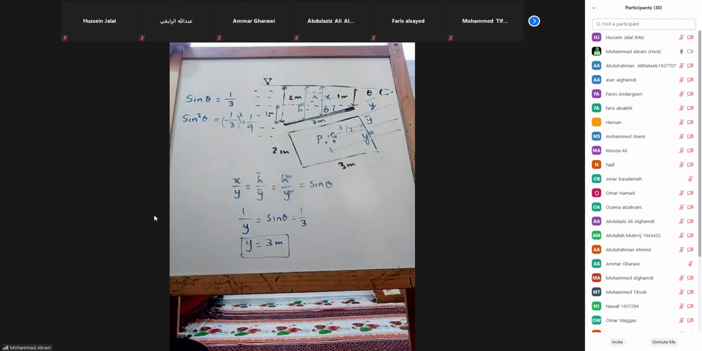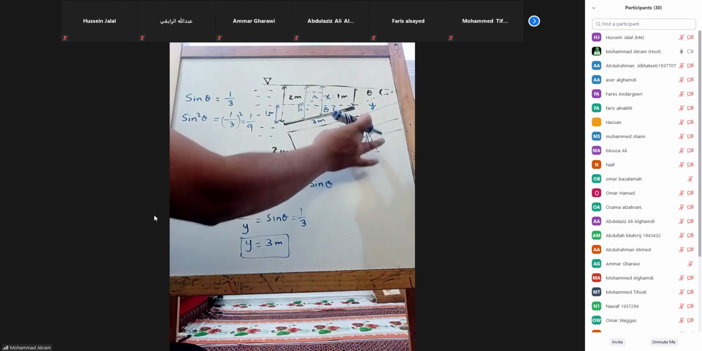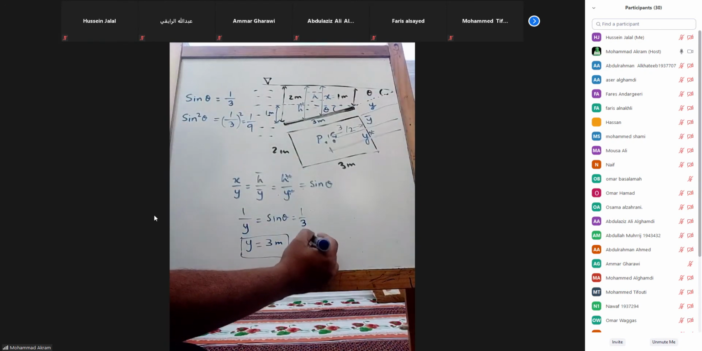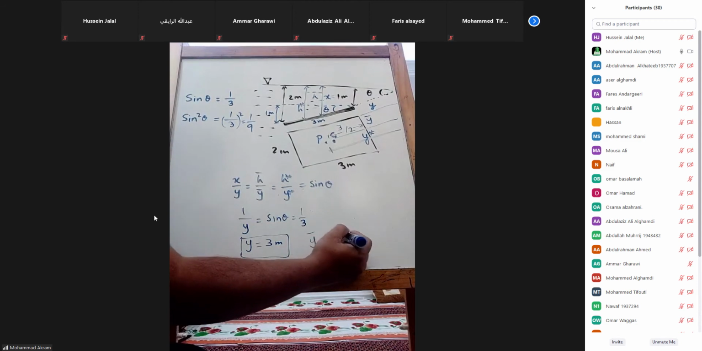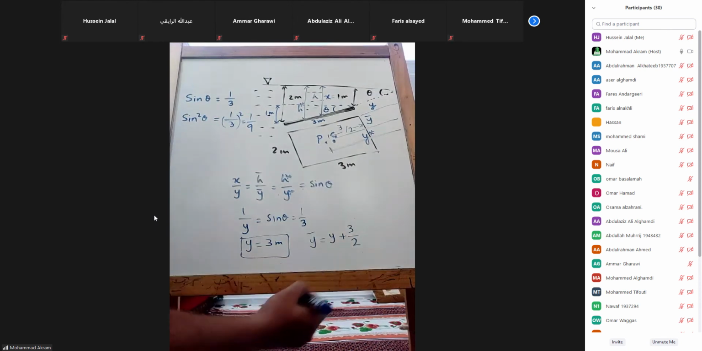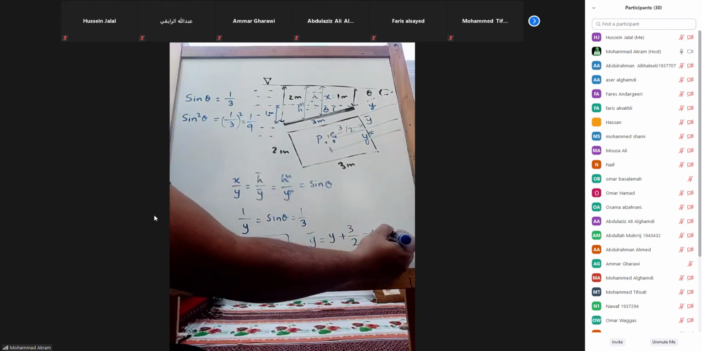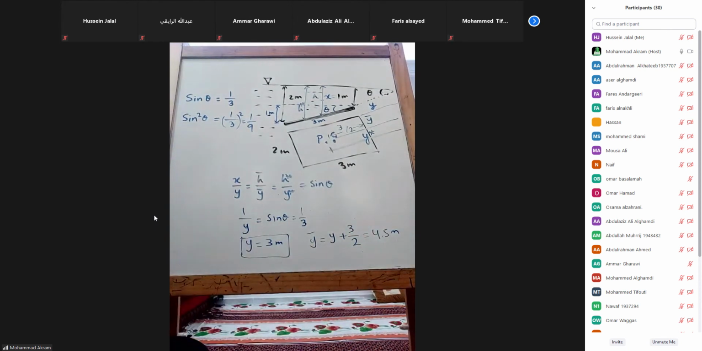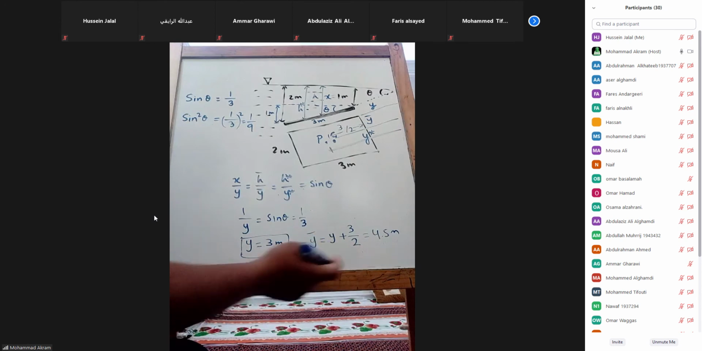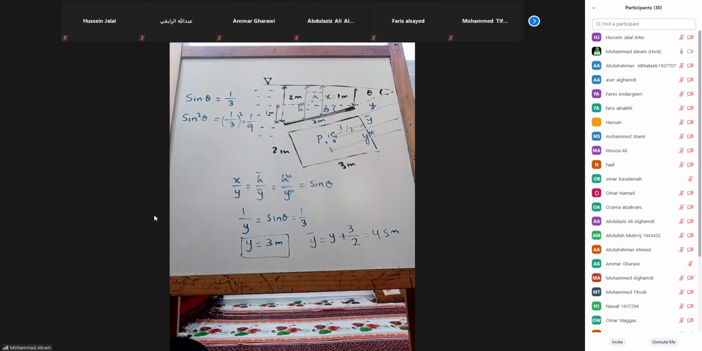G point is always at the middle for rectangle. So if this is given 3, then it is 3 by 2 plus Y. So what is Y bar? Y bar is equal to Y plus 3 by 2. So it will be 4.5. Is this clear? Because 3 by 2 is 1.5. So 3 plus 1.5 is 4.5.